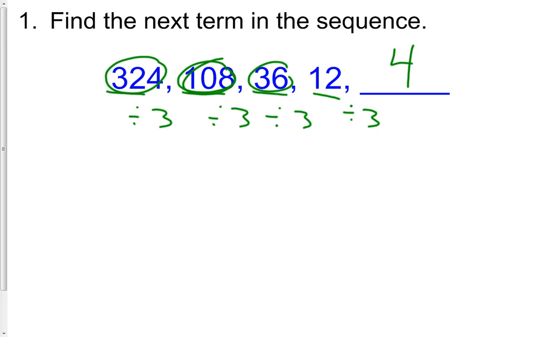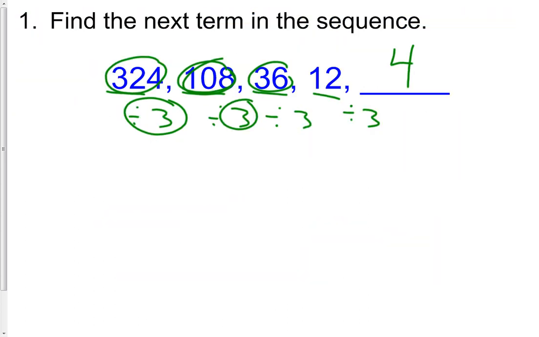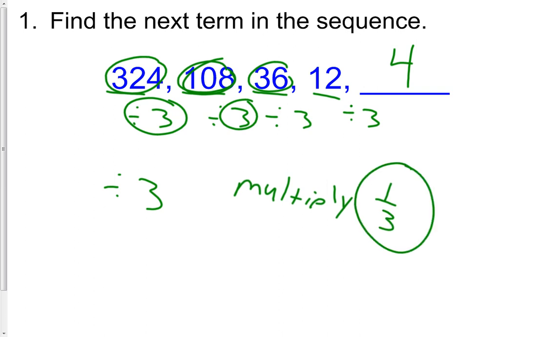There's our next term. Now I want you to be careful. Our common ratio is not 3. Our common ratio is a number that you multiply by. So we divide by 3. When we divide by 3, that's the same thing as multiplying by the reciprocal, so we're multiplying by 1/3. Our common ratio in this one is 1/3. You can do that in your calculator too. Multiply 324 by 1/3, 108 by 1/3, 36 by 1/3. 12 times 1/3 is 4. So get that into your head.